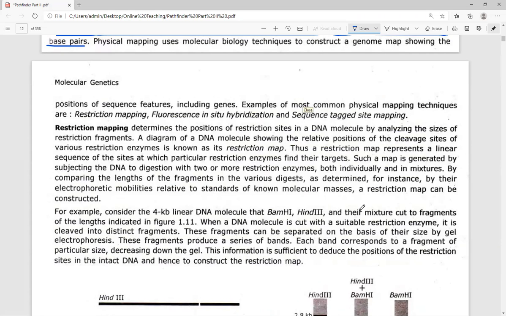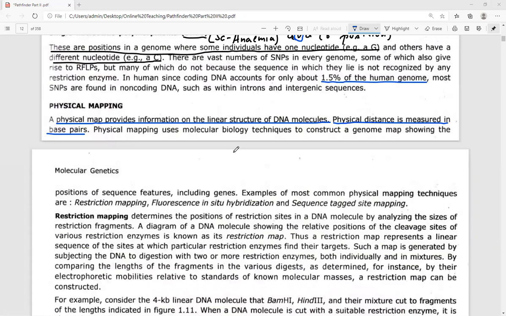I'm not able to get you, Trishla. Write the message again. Sir, the last point is not what you said. What do you mean by that? A physical map provides information on the linear structure of the DNA chromosome. Physical distance is measured in base pair. So the actual map that is produced is referred to as the physical map.